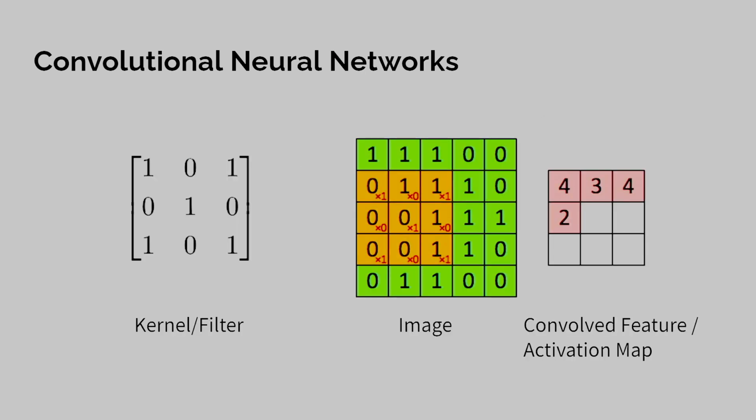So let's look at what a convolution is. You're trying to learn these filters, which is just a matrix. And when you apply a convolution, you slide it across the image and do the dot product, and then you get this convolved feature or activation map.